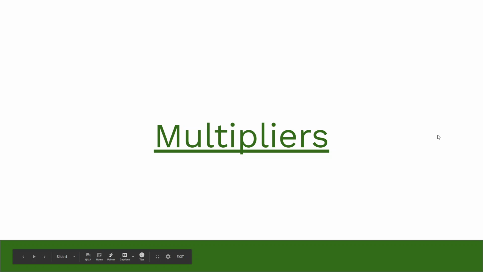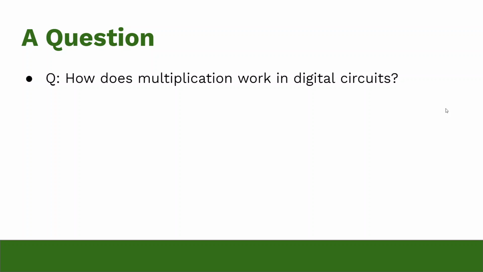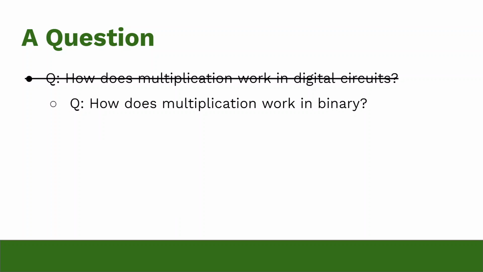Cool. All right, we'll go ahead and get started today with multipliers. I want to start off with a similar line of inquiry to last time. We worked with numbers last time. We talked about number representation in binary and adders, more importantly, addition. So now we want to know, how does multiplication work in digital circuits? Simple question. My answer would be, first we have to ask how multiplication works in binary.